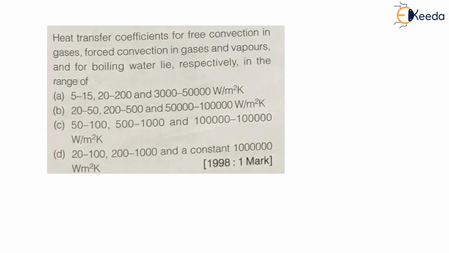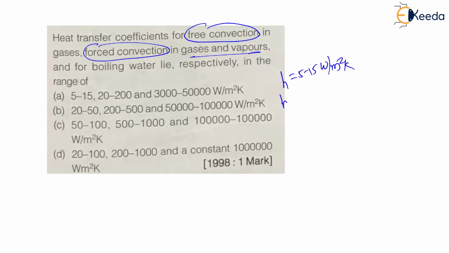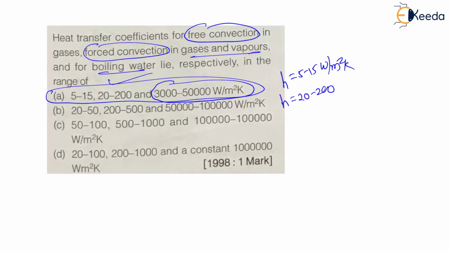Now here for free convection in gases, the heat transfer coefficient h is nothing but 5 to 15 watt per meter square Kelvin. Then for forced convection for gases and vapor, this h is nothing but 20 to 200 watt per meter square Kelvin. And for boiling, it is very high, that is 3000 to 50,000, right? Therefore, here option A will be the correct choice, right? These values generally students remember. You have to remember these values.